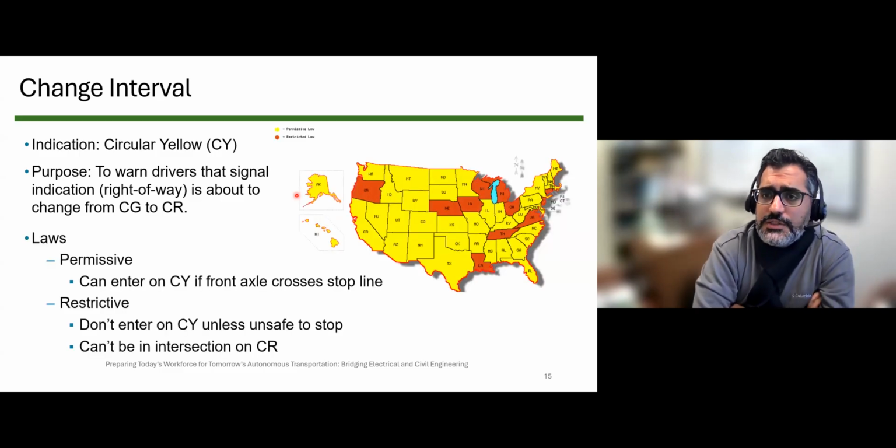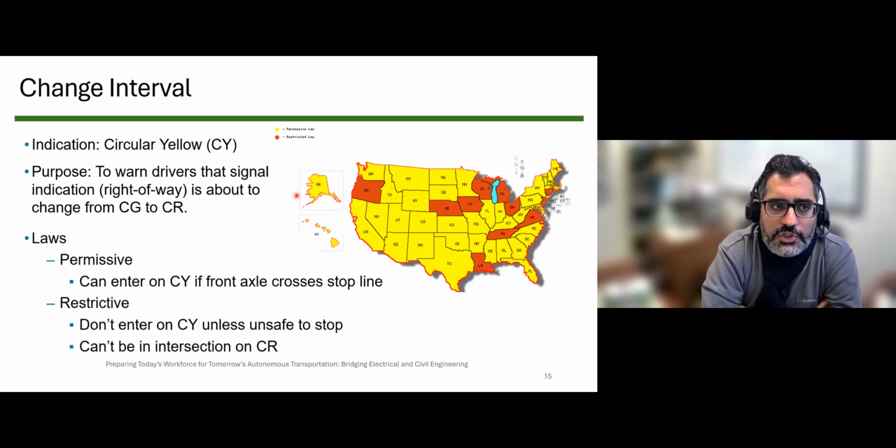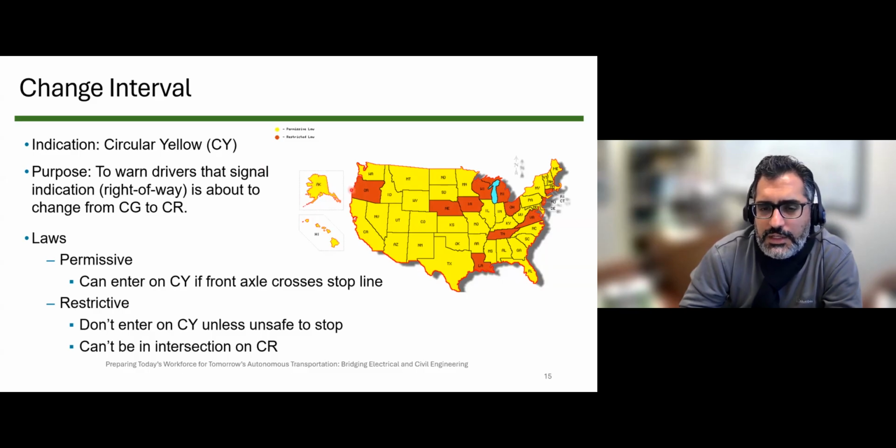There are different laws when we talk about yellow change interval. Specifically, different states either adopt a permissive yellow law or a restrictive yellow law. What does that mean? By the way, this is a map that shows which states, if it is yellow, it's permissive law. If it is brown, or red, this is a restricted law.